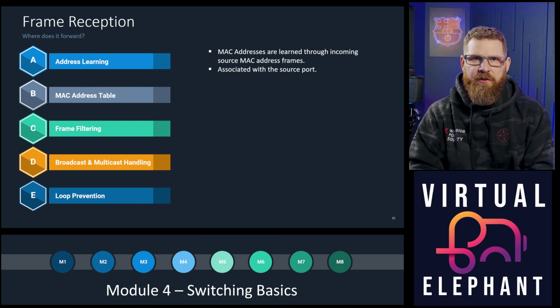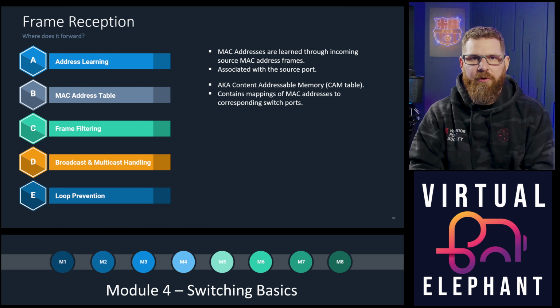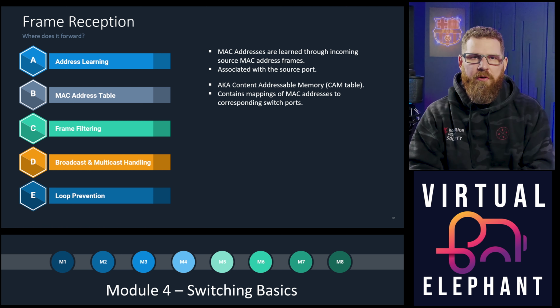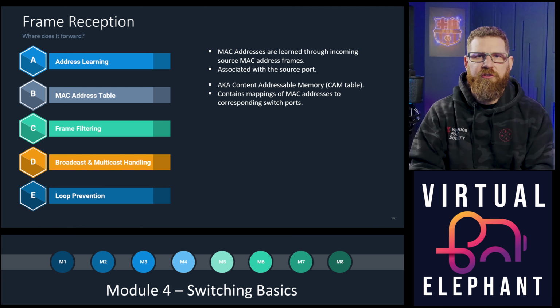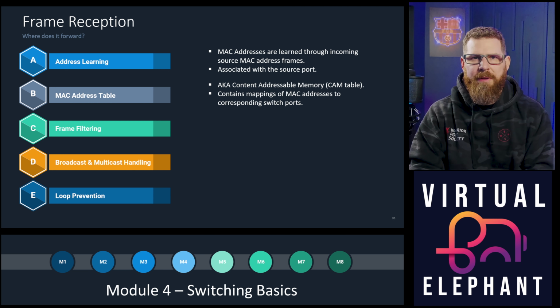So the first thing it's going to do is determine the source MAC address of the incoming frame and its associated source port. Then it's going to determine if it already has that MAC address in the MAC address table. Now, as I mentioned a moment ago, the MAC address table is also sometimes referred to as the CAM table, which stands for Content Addressable Memory.